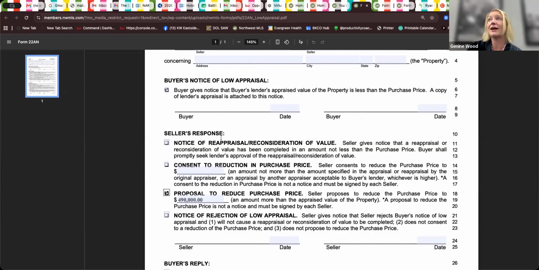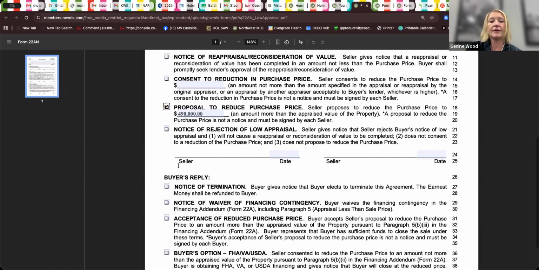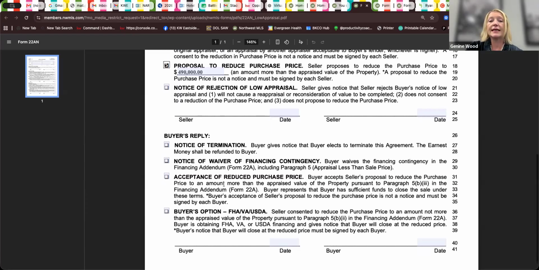Again, if they are conventional, and seller checks box number 2, buyer's now moving forward to closing, okay? If seller checks box number 3, buyer can say notice of termination, notice of waiver of financing, accept the reduced purchase price, or buyer's option, seller consented to reduce the purchase price to an amount not more than appraised value. So seller agreed to come down to $475, but I'm a VA, FHA, or USDA buyer. I don't have to agree and I can terminate. Those are the buyer's options.